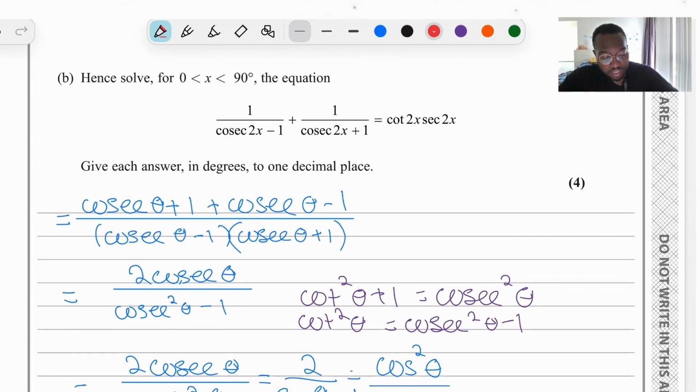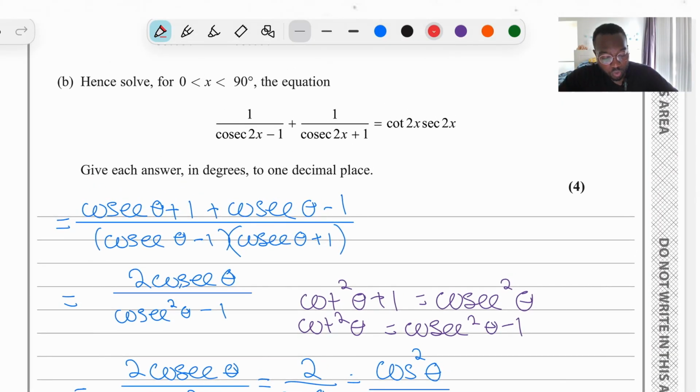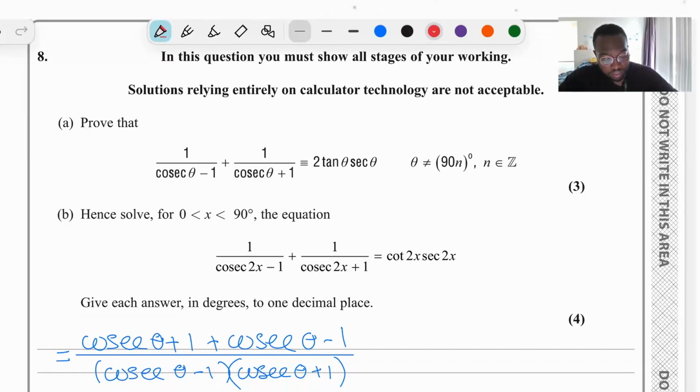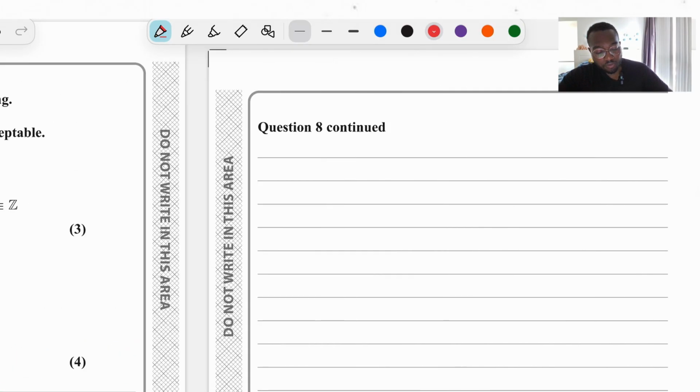So for part B now, we have this equation, and we need to solve for x when x is between 0 and 90. 1 over cosec 2x minus 1 plus 1 over cosec 2x plus 1 is equal to cot 2x sec squared x. We need to solve this, giving our answer in degrees. Look at what we just worked out here: we got 2 tan theta sec theta. Looking at part A, part B is very similar to that, so we can write an expression for this. If we try and do that now, we go to this page.